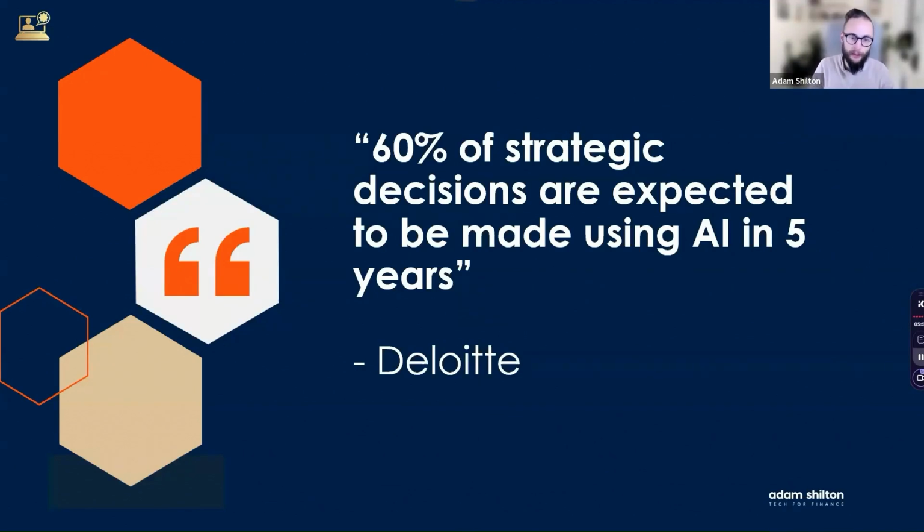Now, I want to start with this quote that ended my last summit, which was 60% of strategic decisions are expected to be made using AI in 5 years. Now, the reason that I've emphasized using there is because there will always be a human involved in that decision-making piece, but it just goes to show how prevalent Deloitte think that AI is going to be involved in those decisions. And this is what we're going to start piecing together today, whether it's using AI for data cleanliness or data for analysis or data for visualization, it's all going to support that decision-making process as we move into the future. So I just wanted to open with that to set the scene.